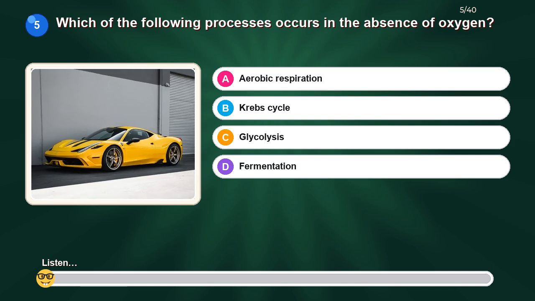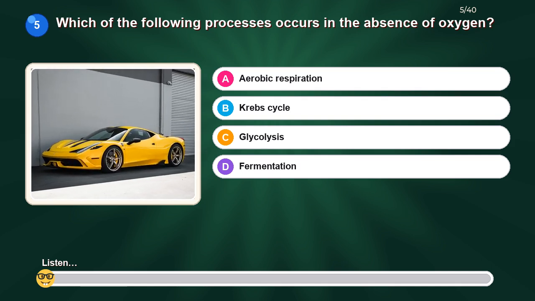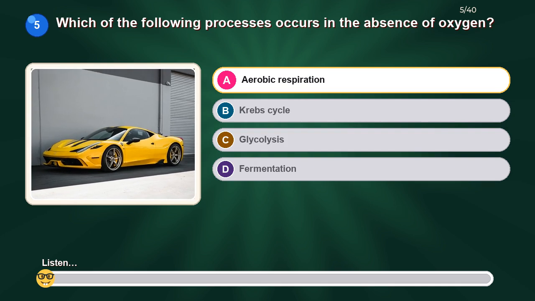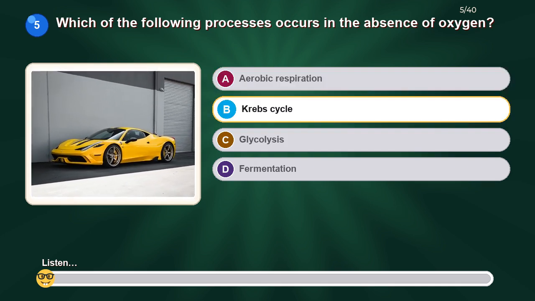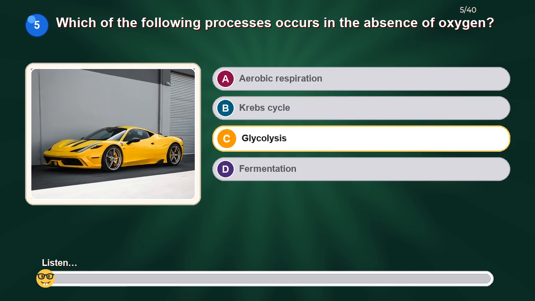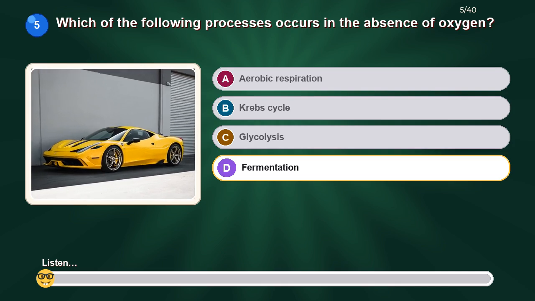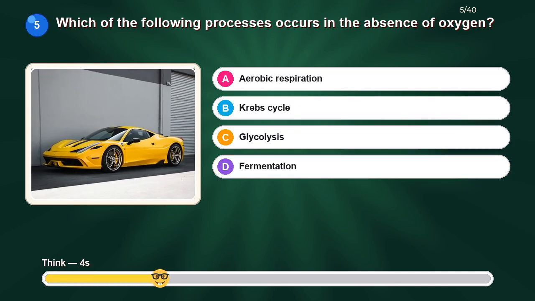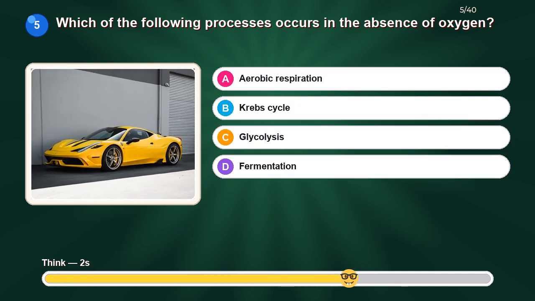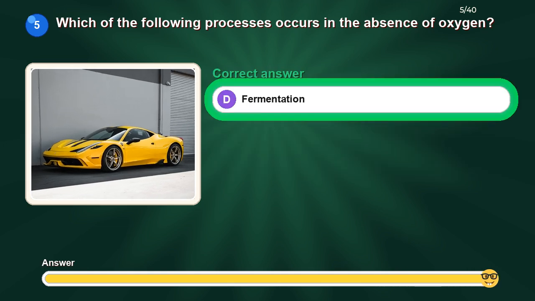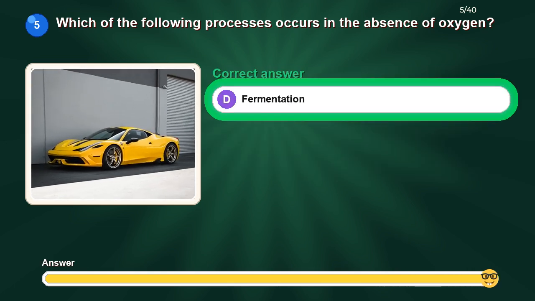Which of the following processes occurs in the absence of oxygen? Option A, aerobic respiration. Option B, Krebs cycle. Option C, glycolysis. Option D, fermentation. The correct answer is fermentation.